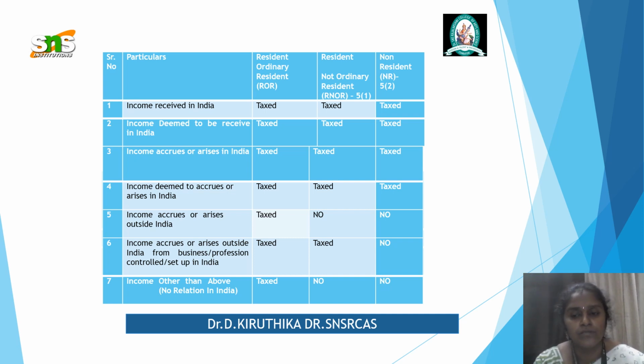Here, in case of resident, not ordinarily resident and non-resident, the first two categories are fully taxed for all persons. But the fourth category is taxed only to resident and not ordinarily resident. In case of the fifth category, it is taxed only to the resident. In the sixth category, again it is taxable to resident as well as not ordinarily resident. And finally, the seventh category is taxed only to the resident and is not taxable to the not ordinarily resident and non-resident.